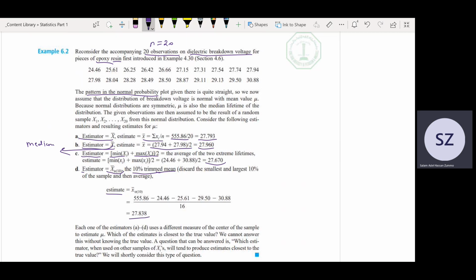If the estimator gave me another number, now, which one is the best? Which one is the closest to the true value? We don't know, right? However, there are properties that allow us to distinguish between different estimators.